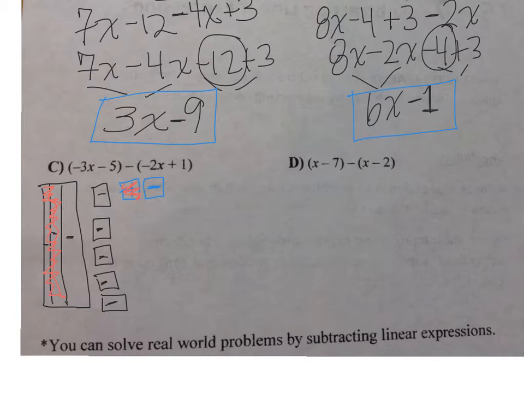So what I have left is 1 negative x, so I'll write that as a negative x, and then I have 1, 2, 3, 4, 5, 6 negatives. So this would be my answer.